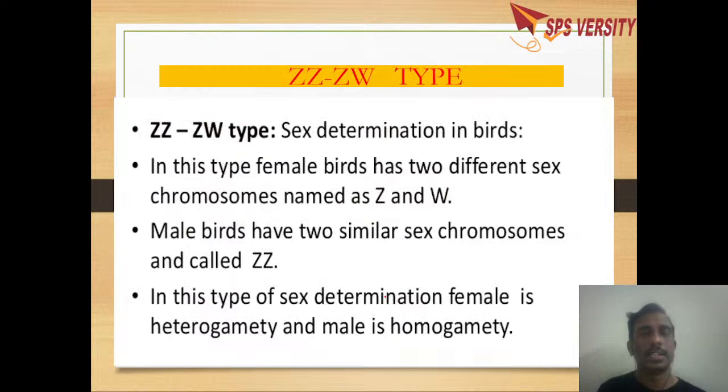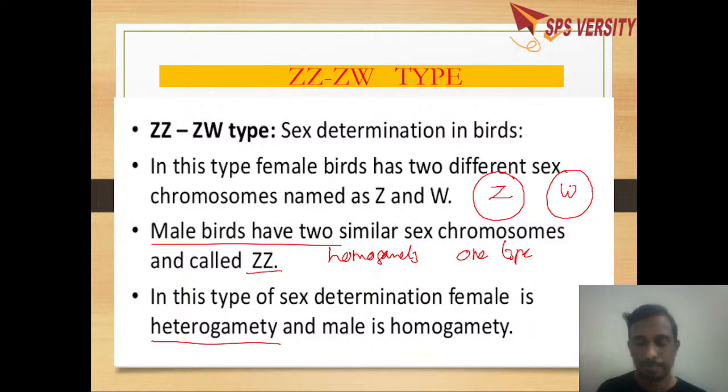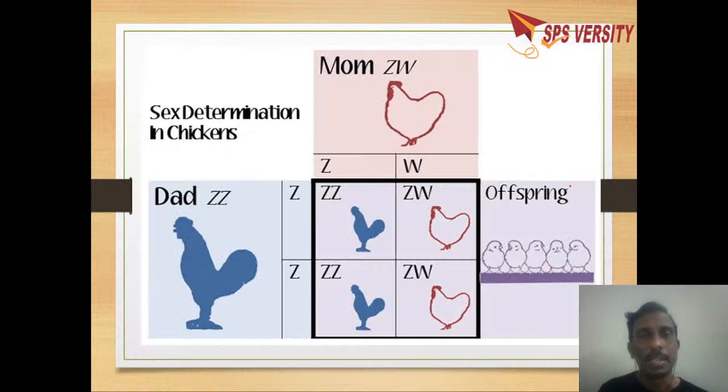And the next one is ZW type of sex determination. So this sex determination is seen in birds, where the male birds have ZZ. That is, here the males are homogamety, where only one type of gamete is produced. Whereas when you come to female, it is heterogamety. Female will have ZW. That means 50% of the gametes will have Z chromosomes, 50% of the gametes will have W chromosomes. So here female heterogamety, male homogamety.